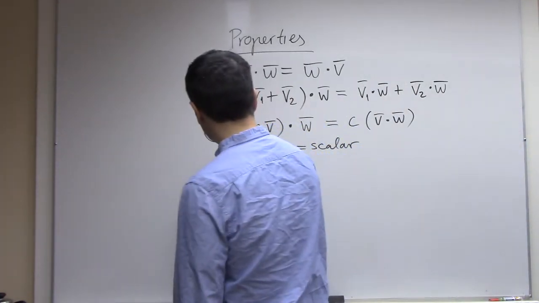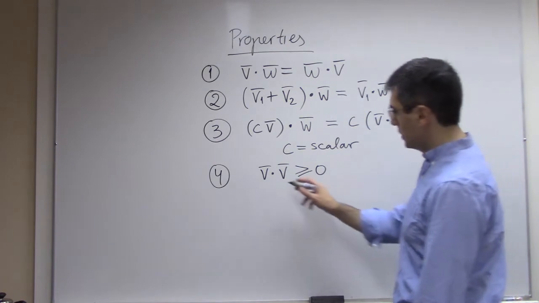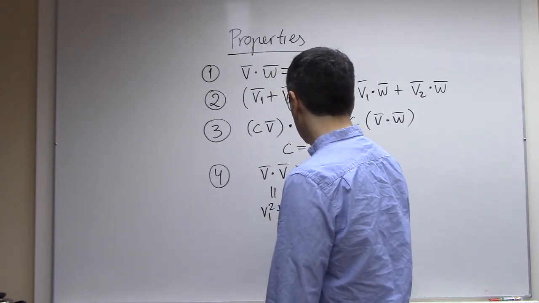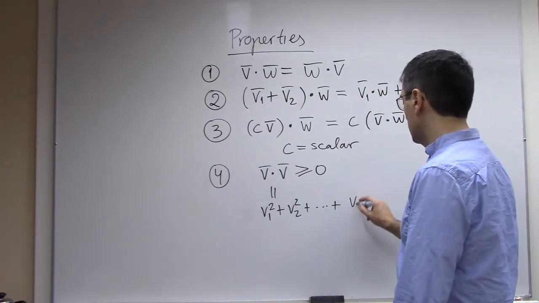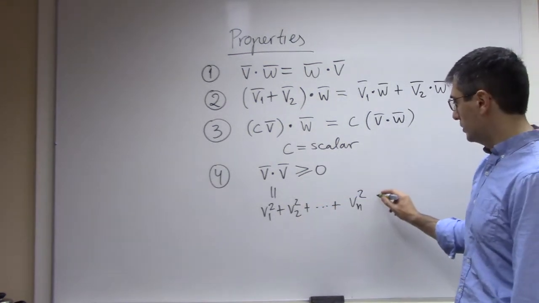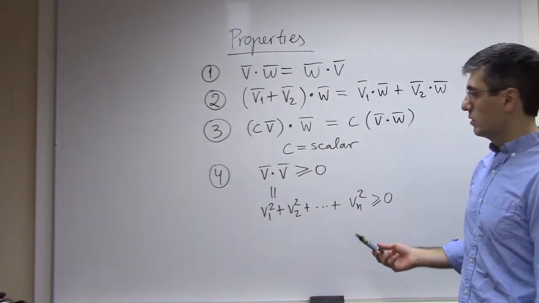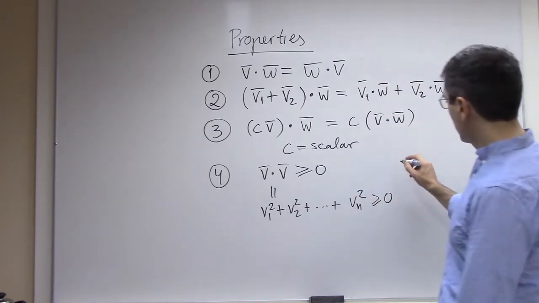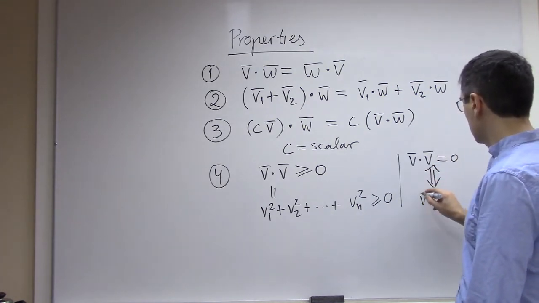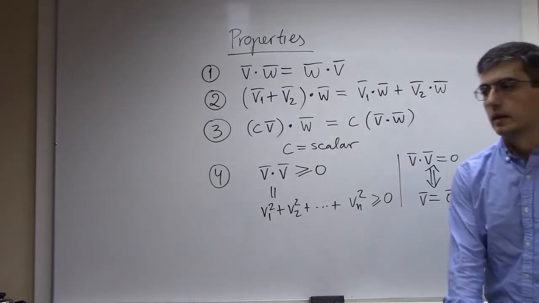Finally, V dot V is never negative. This is because if the coordinates of V are V1 through Vn, this is equal to V1 squared plus V2 squared plus ... plus Vn squared, and because we're adding squares, all these numbers are non-negative. So you get that this is not a negative number. You can get 0 if all Vi's are 0. So that's a continuation of the same: V dot V is equal to 0 if and only if the vector itself is the 0 vector, so all its coordinates must be 0.